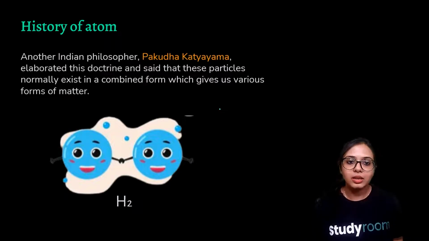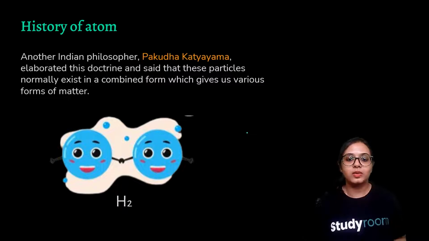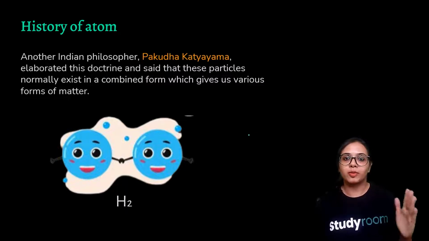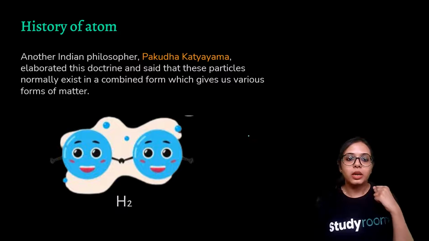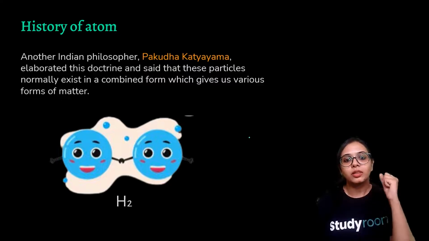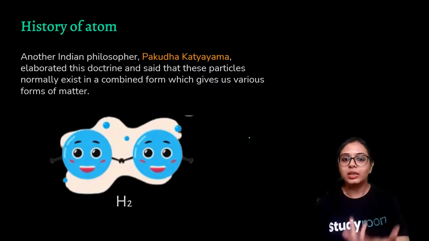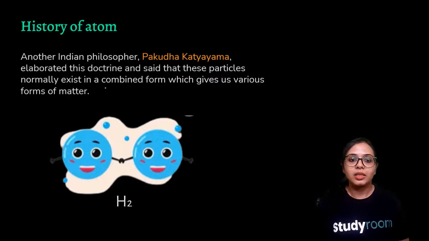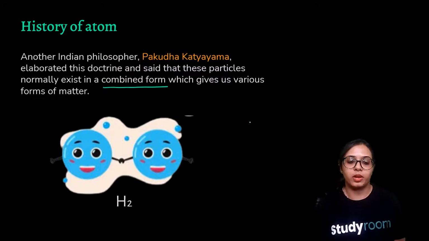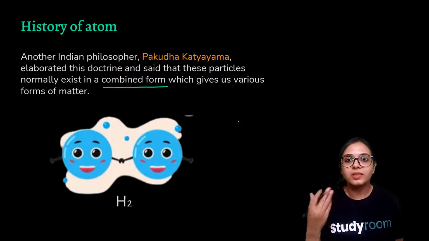Moving on to the history, another Indian philosopher, Pakuda Katyayama, elaborated the doctrine of the previously mentioned philosopher, that these particles normally exist in a combined form, which gives us various forms of matter. So what this philosopher added to the previous one was that yes, matter can be divided into smaller and smaller particles known as Parmanu, but they do not exist in that stage. They react with the smallest parts of other elements, of other compounds, and they exist in nature in this combined form. And that is how we perceive matter.